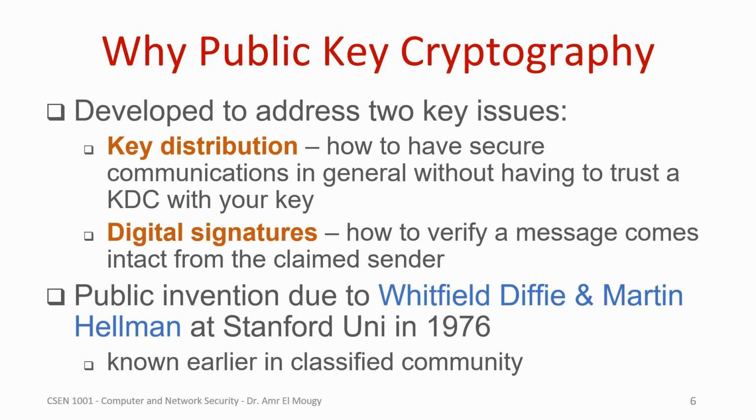But this is actually the algorithm that allows two parties to exchange a key with each other securely without actually involving a third party. So this was one of the key motivations for public key cryptography. The second key issue is digital signatures.